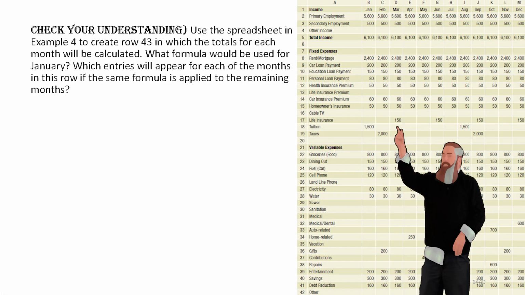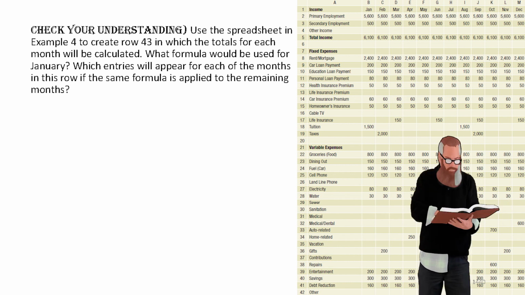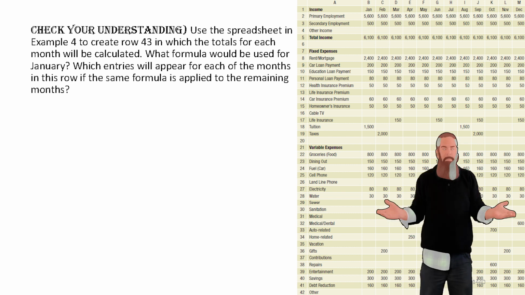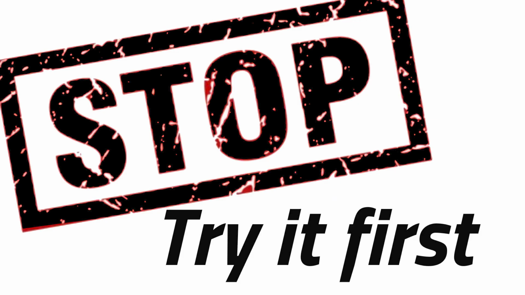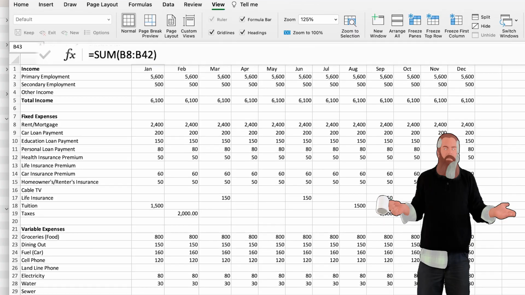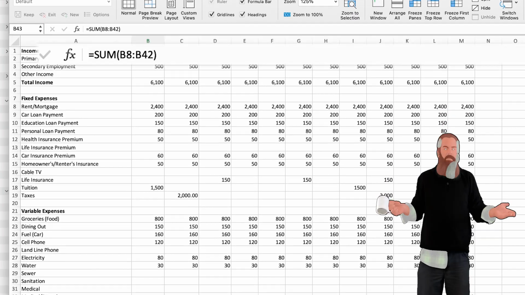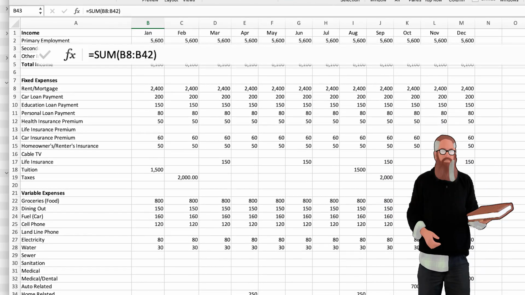Now let's check our understanding and use the spreadsheet from the last example to create row 43, in which the totals for each month will be calculated. What formula would be used for January? Which entries will appear for each of the months in the row if the same formula is applied to the remaining months? We are going to say equals SUM, open parenthesis, B8 colon B42, close parenthesis, and hit enter. Now the total for January is 490.